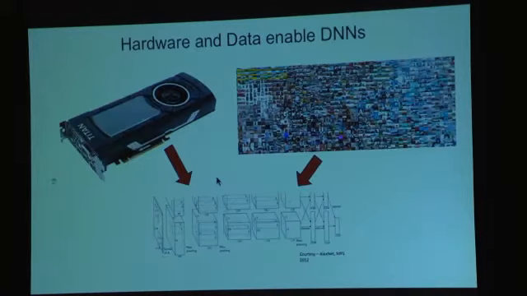So to go back to where we started, the current revolution of deep learning is very exciting, and it's being enabled by two things. One is lots of data, and the other is really fast hardware.